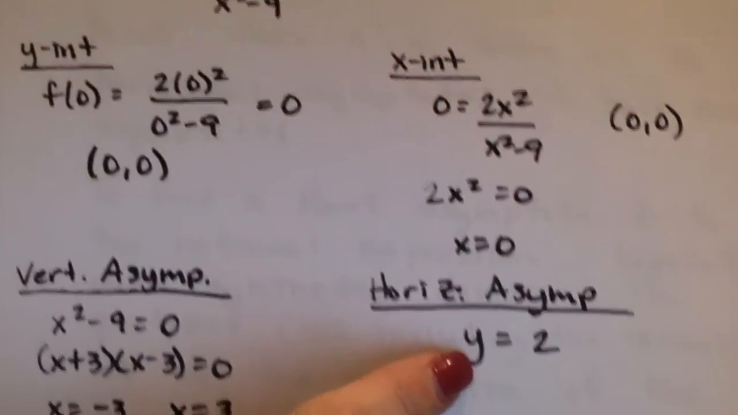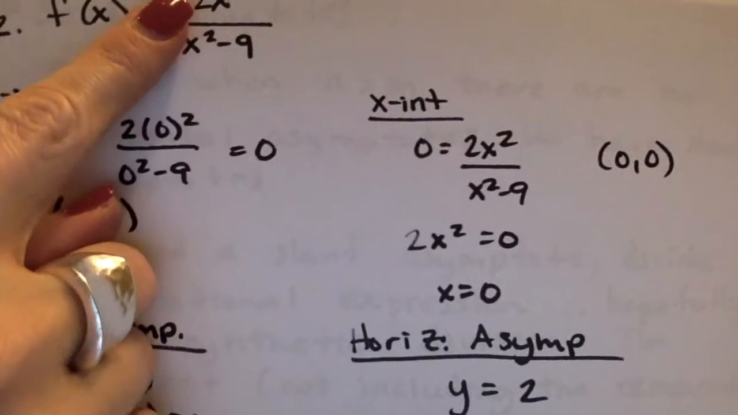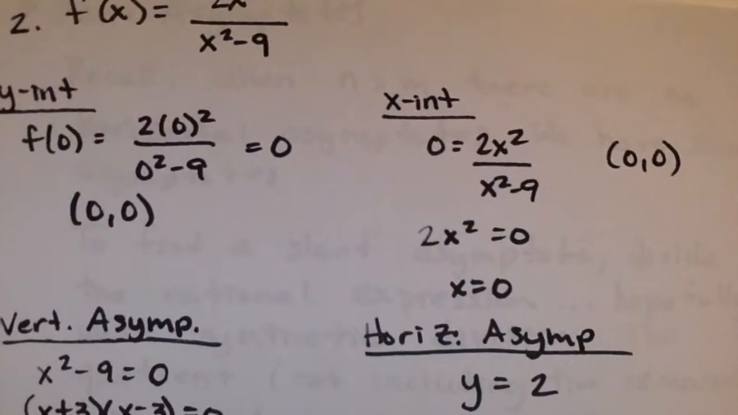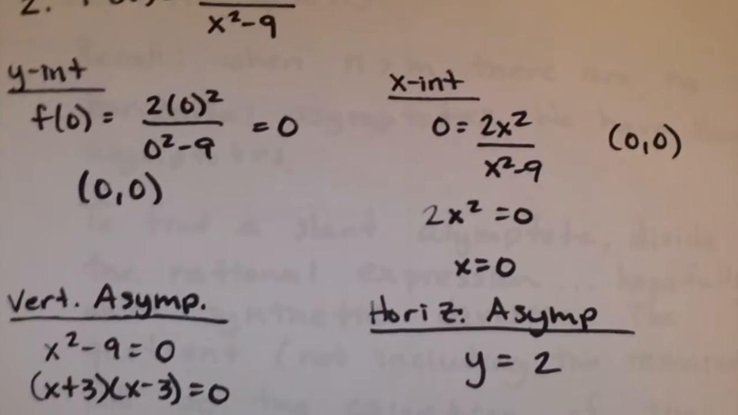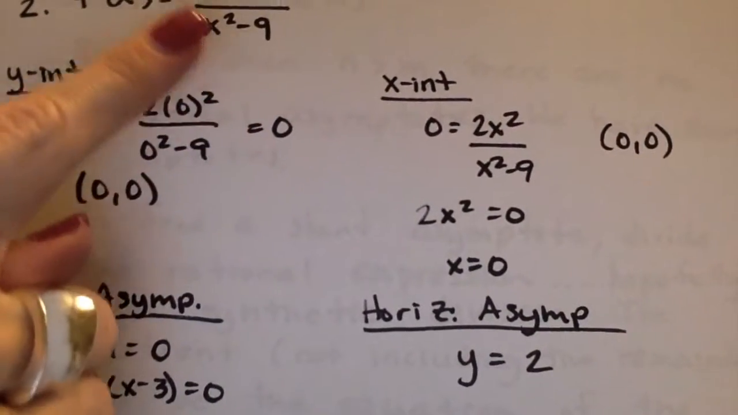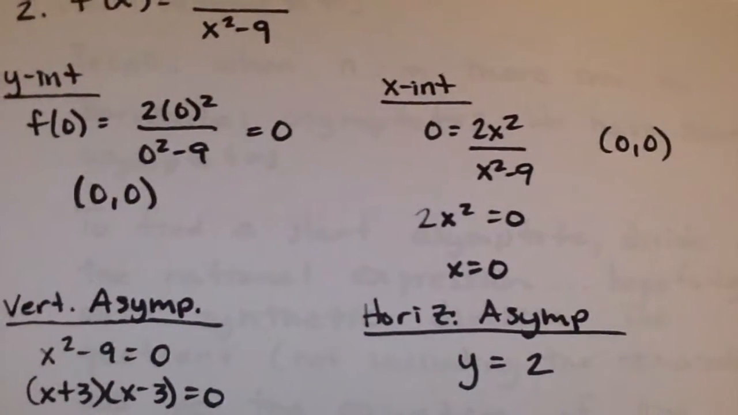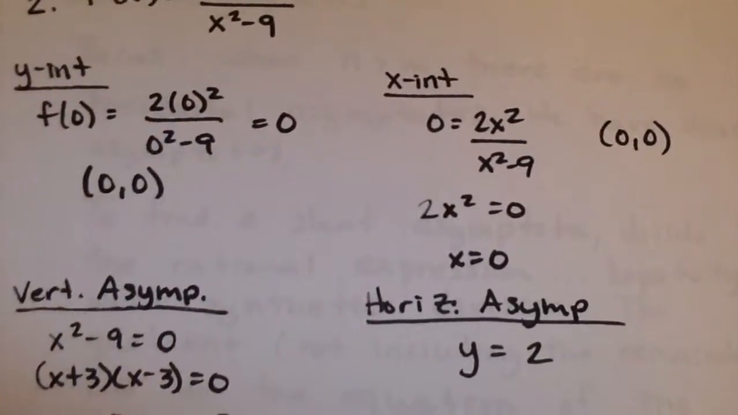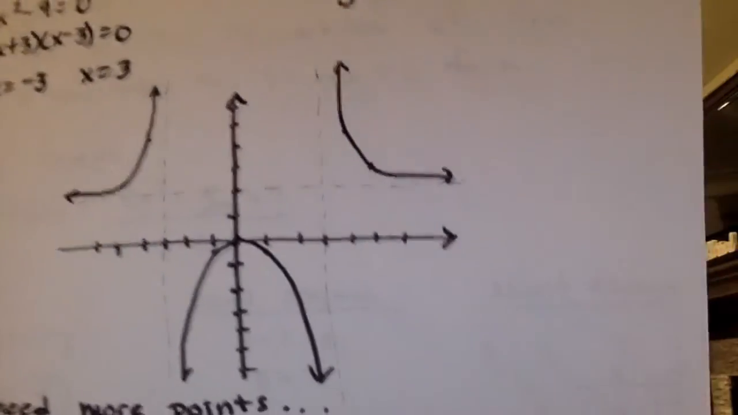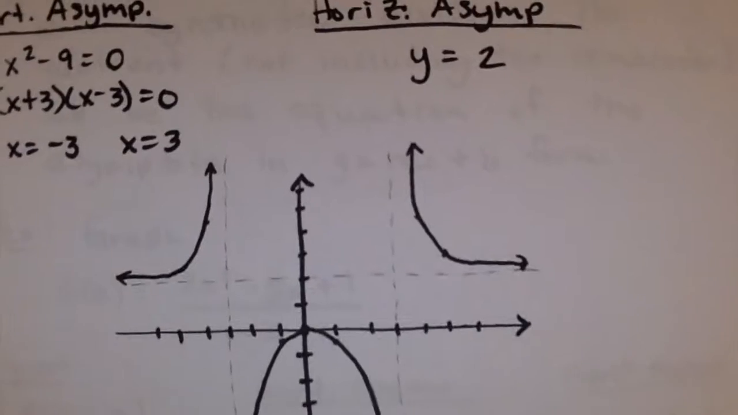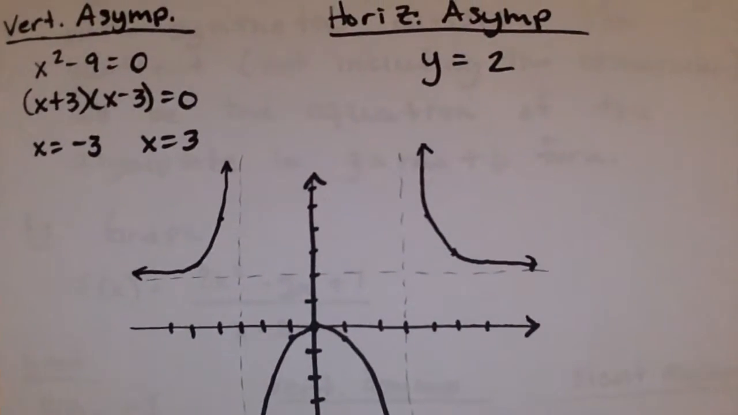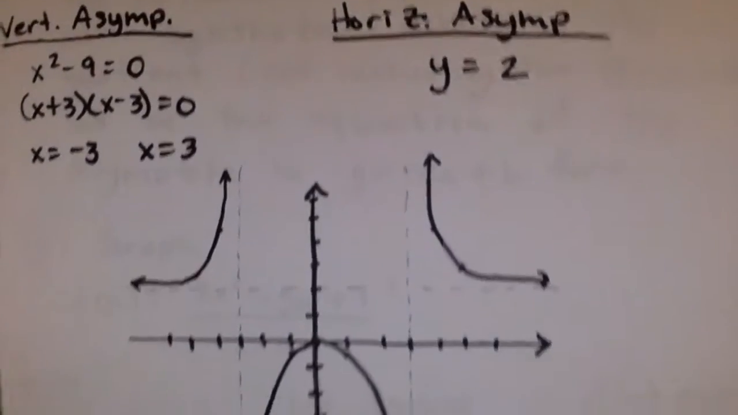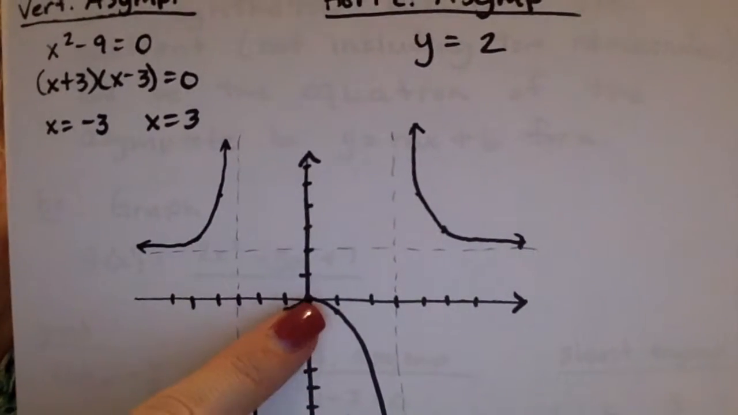Here we have a horizontal asymptote. Again, the degree of the numerator is the same as the degree of the denominator. Therefore, we have the leading coefficient of the numerator divided by the leading coefficient of the denominator, which is y equals 2. Again, start trying to draw that sketch. We would have all those asymptotes on there, which would be good. We would have only really one point, which would have been (0, 0).